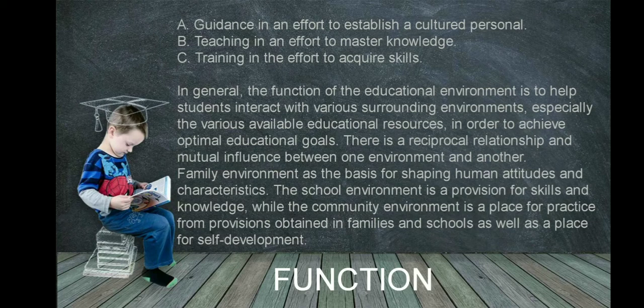There is a reciprocal relationship and mutual influence between one environment and another. The family environment is the basis of shaping human attitudes and characteristics. The school environment is a preface for skill and knowledge, while the community environment is a place for practice of the provisions obtained in families and schools, as well as a place for self-development.